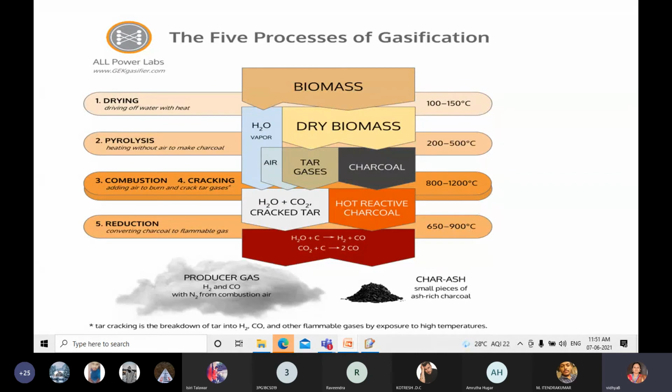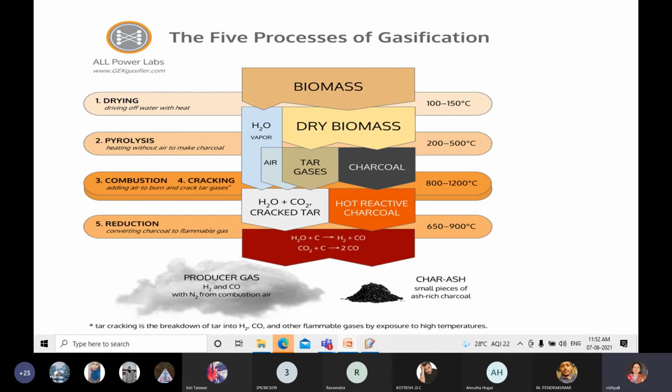Okay, C plus O2, carbon plus oxygen, is mixed, and the output we get is CO2, carbon dioxide. Okay, they are saying that carbon from the fuel combusts and forms carbon dioxide with the oxygen in the air by the reaction. Okay, in the combustion process, air is added to burn and crack tar gases. And next is the cracking.